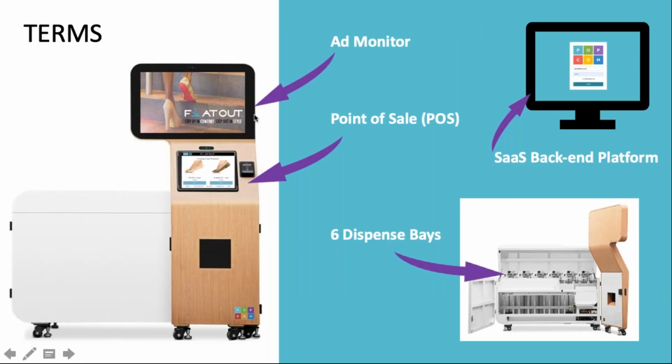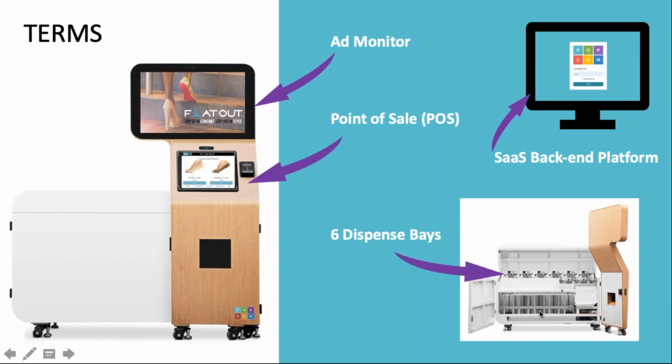Just a quick recap. This is the ad monitor. So when I reference these things in the presentation, this is the top screen, 32-inch HD screen on top of the vending machine. The POS is the point of sale where the customers shop. It's a touch screen. There's a camera right here. There's a camera right here. The SaaS is the back-end platform where you would log in to monitor your business. And then the 6 dispensing bays is where the product is stored.